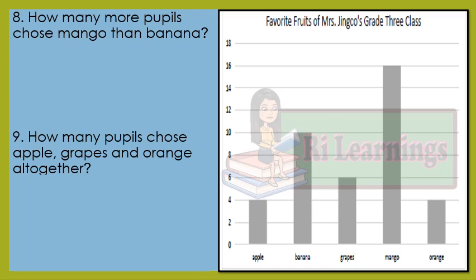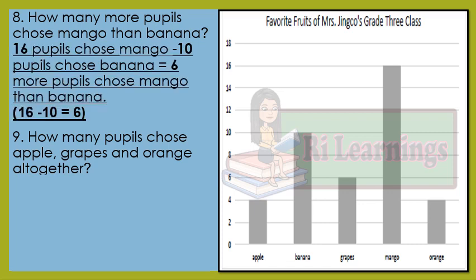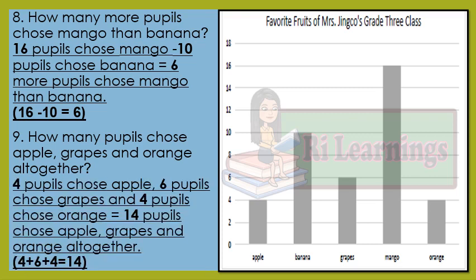8. How many more pupils chose mango than banana? 16 pupils chose mango. 10 pupils chose banana. There are 6 more pupils who chose mango than banana. 9. How many pupils chose apple, grapes and orange altogether? 4 pupils chose apple. 6 pupils chose grapes and 4 pupils chose orange. There are 14 pupils who chose apple, grapes and orange altogether.